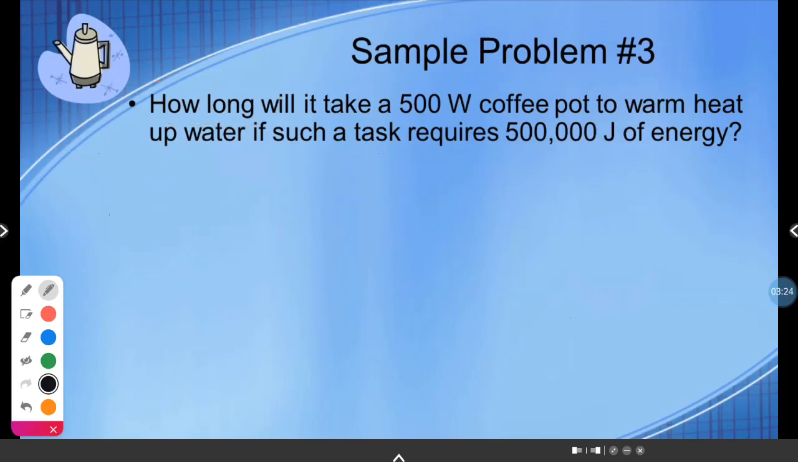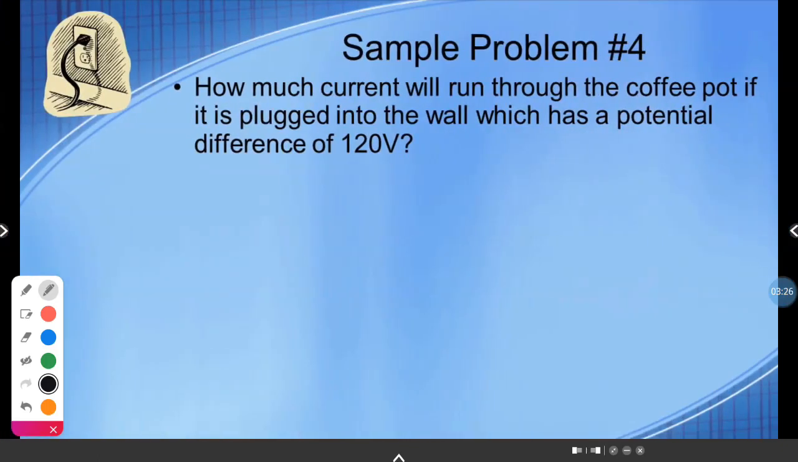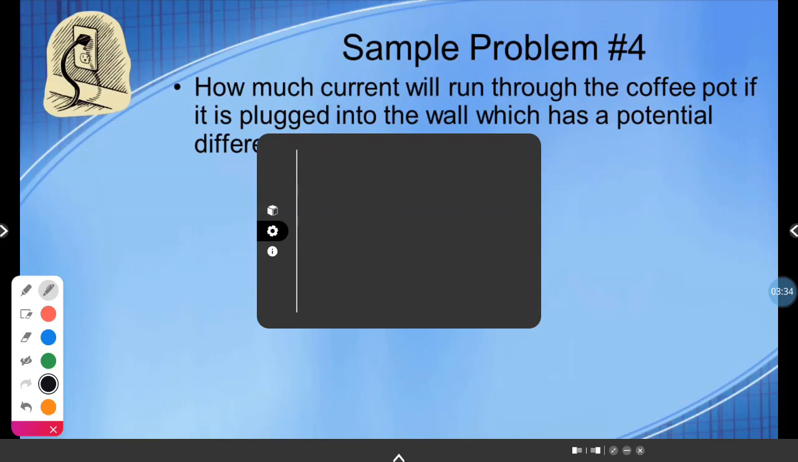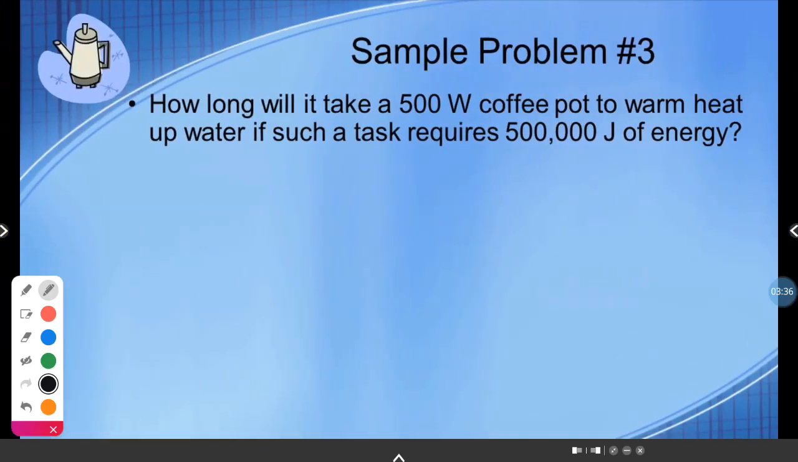It says how much current will run through the coffee pot. Now, this is the same coffee pot, right? The same one we looked at before. And so we're looking at all these variables here, all the things that we already know. These are going to be able to be taken into account with the next problem, right? So the power of the coffee pot, the energy that it takes to warm the water.